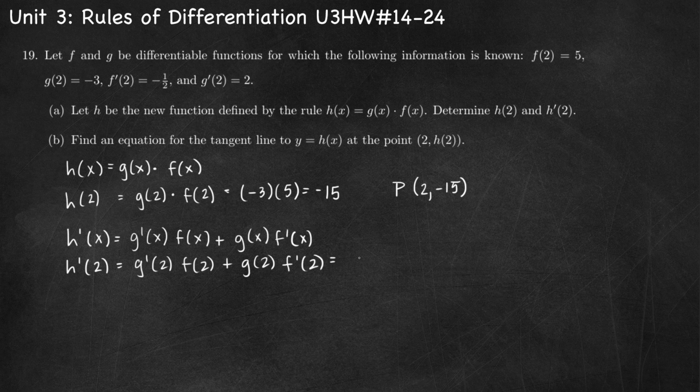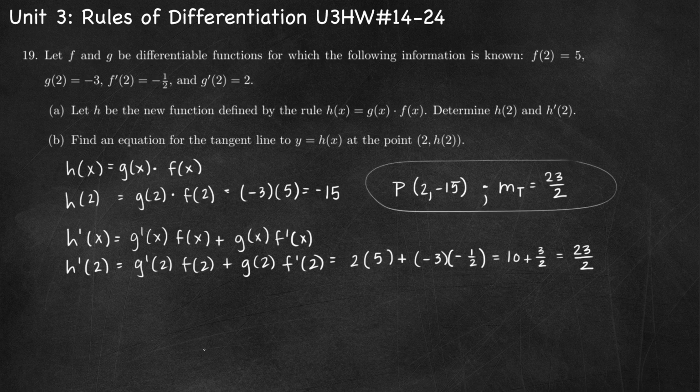So g prime of 2 is 2 times f of 2, which is 5, plus g of 2, which is negative 3, times f prime of 2, which is negative 1/2. So this is 10 plus 3 over 2, or 20 over 2 plus 3 over 2, so 23 over 2. And that's going to be the slope of our tangent line. So the slope of our tangent line equals 23 over 2. We can use this information right here to write the equation of our tangent line. So our equation will be y minus negative 15, or y plus 15, equals 23 over 2 times x minus 2.